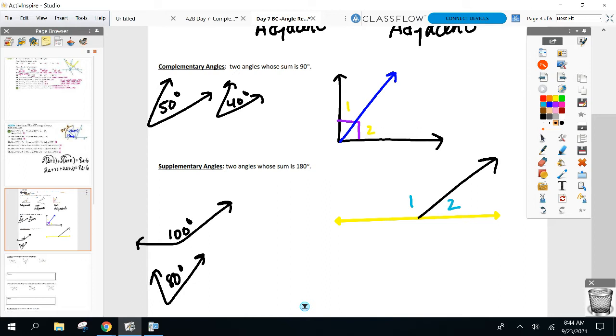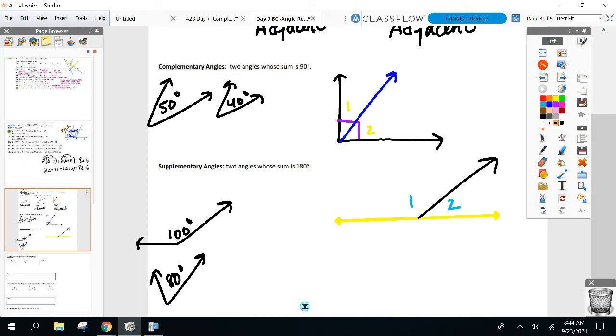And come on, keep rolling with me. 1 and 2 are also not only supplementary, but adjacent. Good, those are adjacent. And we're going to give them a souped up name in a second. All right, more than adjacent. If two angles are adjacent and supplementary, we have a new name for them.